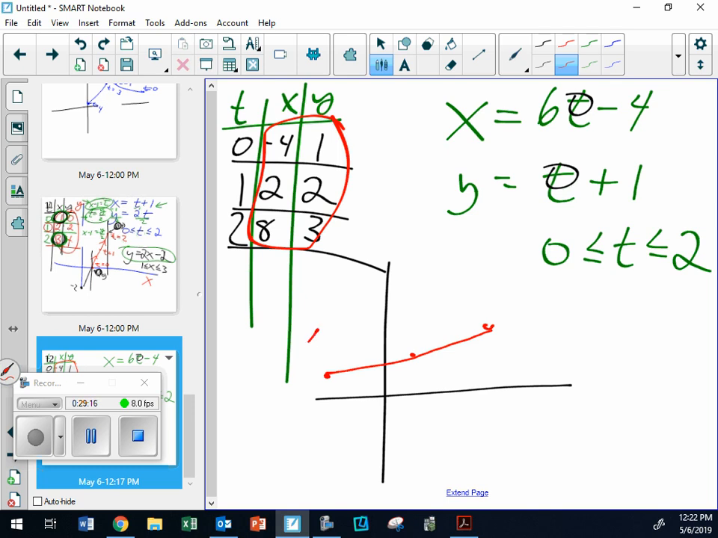And I also should label this. Who gets the bonus for saying t equals 1? Oh, I can't write my t's anymore. I'm t disabled. T equals 0. T equals 1. T equals 2. There we go. Who had the t's in there?